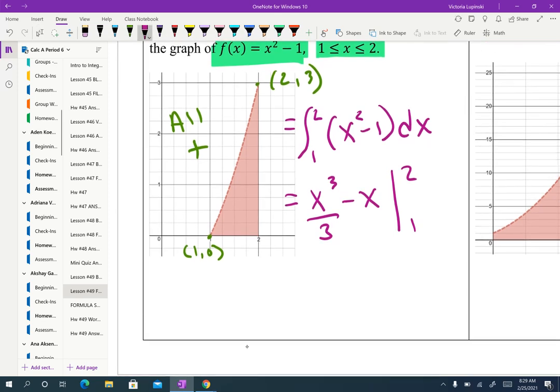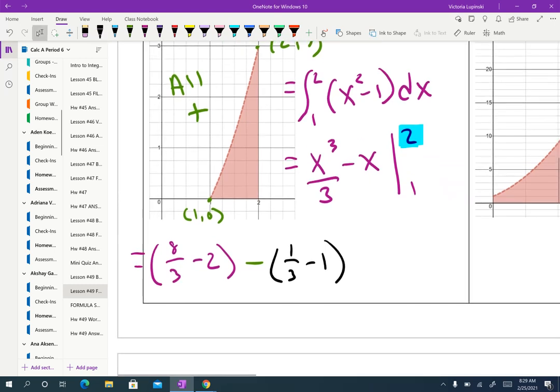And then you're going to go ahead and plug each piece in. So starting with the 2, everywhere there's an x, you're going to go ahead and put a 2. So that is going to give you 2 cubed, which is 8 thirds minus 2. Then remember, it's always a subtraction. Then you're going to plug in the 1, which is going to be 1 third minus 1. At this point, however you're going to calculate it is up to you. You can do each parenthesis separately and then subtract them. You can use your calculator very carefully. Either way would be fine.